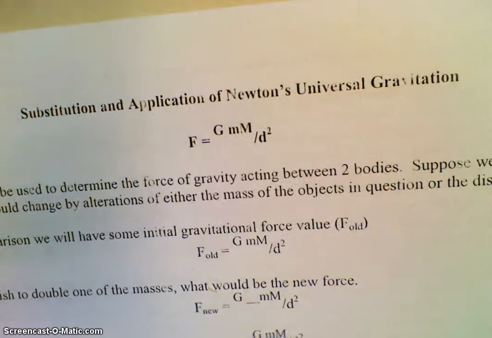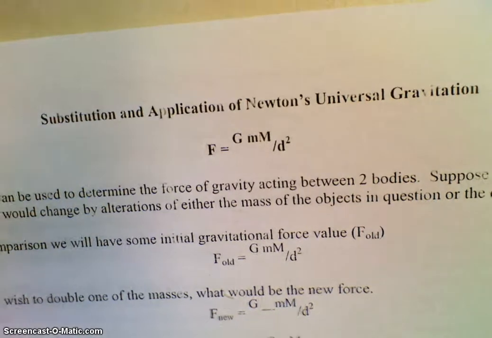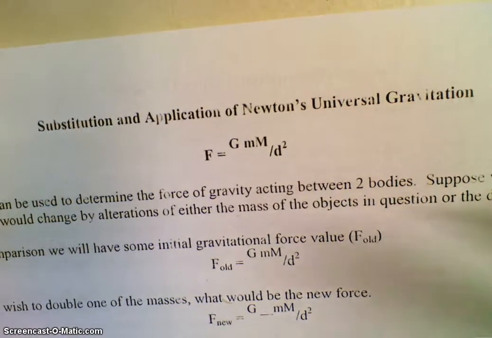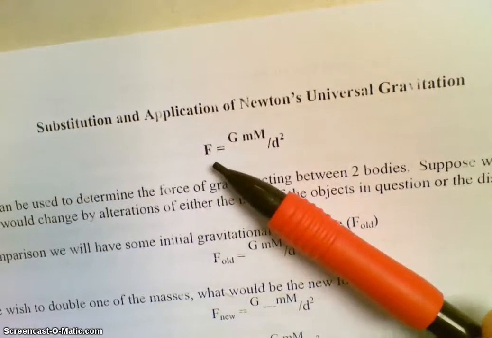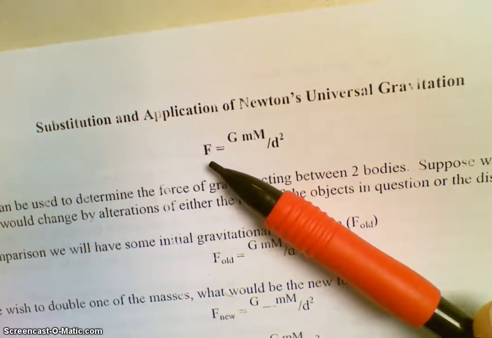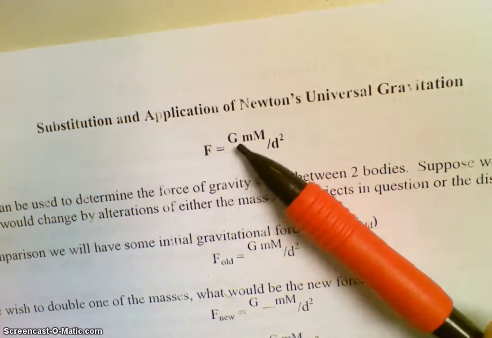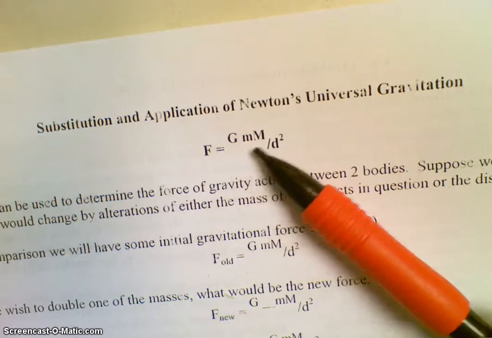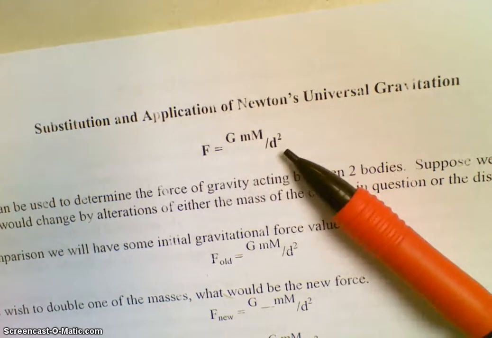Okay, so today we're going to look at substitution using Newton's universal gravitation law. If you remember from the last discussion we had, this is the equation that Newton discovered, where the force of gravity between two objects depends on the universal gravitation constant, which is big G, and the mass of each item, and then the distance between their centers squared.